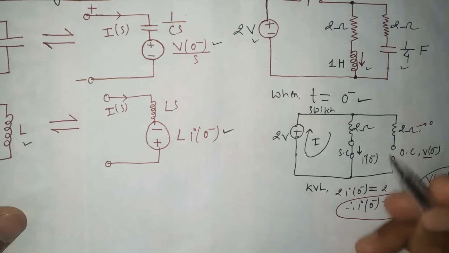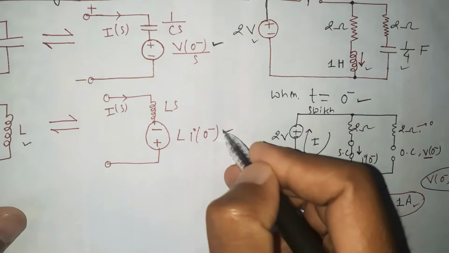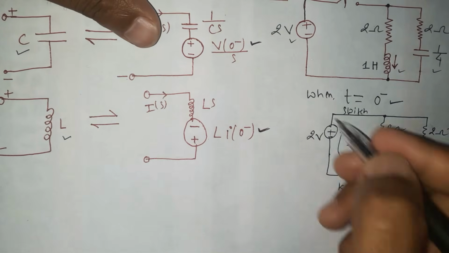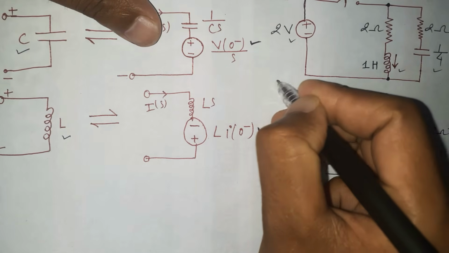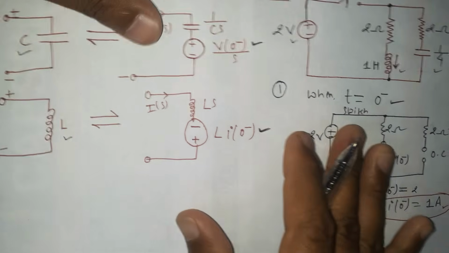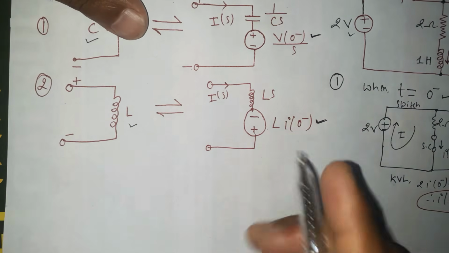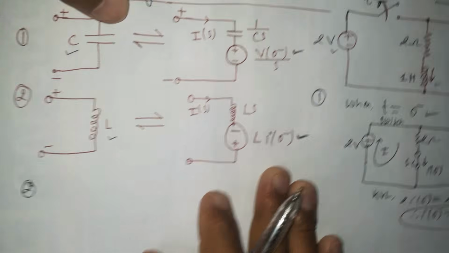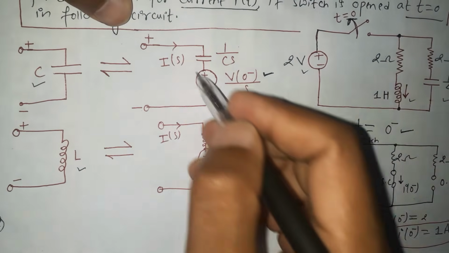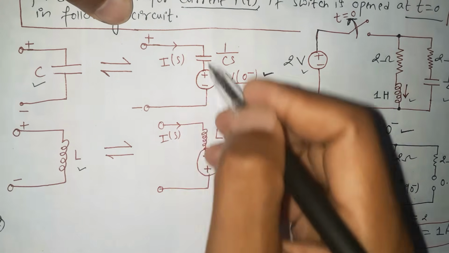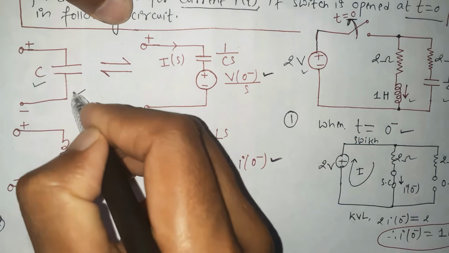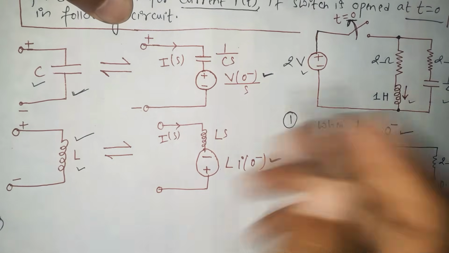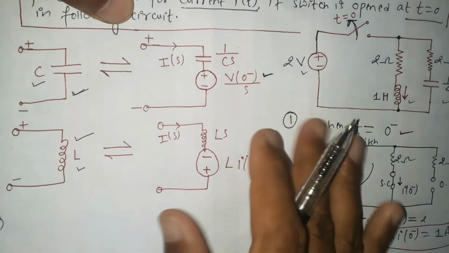The first step is to calculate V 0 minus and I 0 minus. Let me write, this is step number 1. Let's move to the next step, step 2. The next step is transforming this circuit of the capacitor and the inductor into the Laplace domain, the S domain.